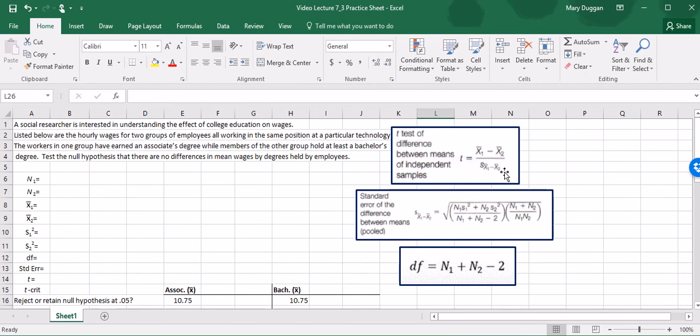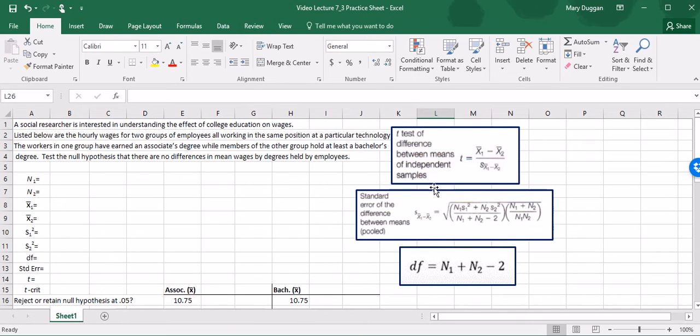Going back to our t formula, I see that I'm going to need the means for each group right here, along with the standard error of the difference between means. And when I use the table to find t, I know I'm going to need to have the degrees of freedom. So on the left, I've assembled everything that we're going to need to plug into these formulas.